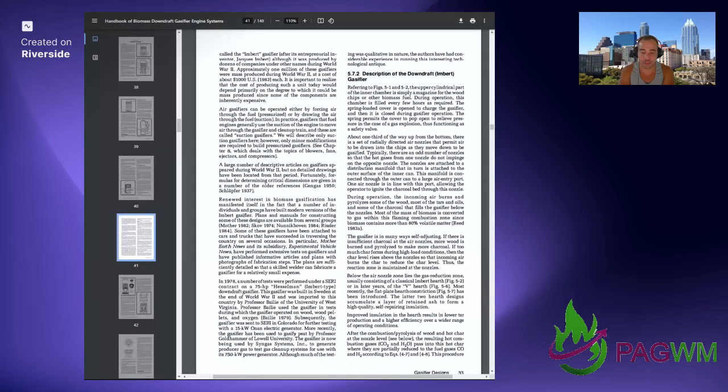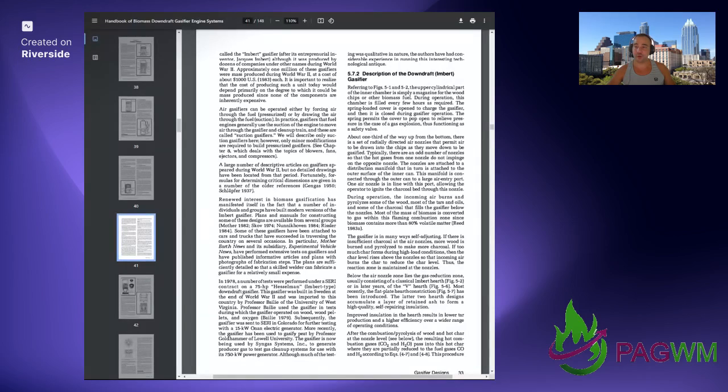More recently, the gasifier has been used to gasify peat by Professor Goldhammer at Lowell University. The gasifier is now being used by Syngas Systems to generate producer gas to test gas cleanup systems for use with its 750 kilowatt power generator. Although much of the testing was qualitative in nature, the authors have considerable experience in running this interesting technological antique.